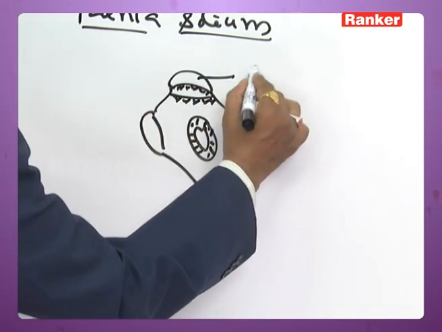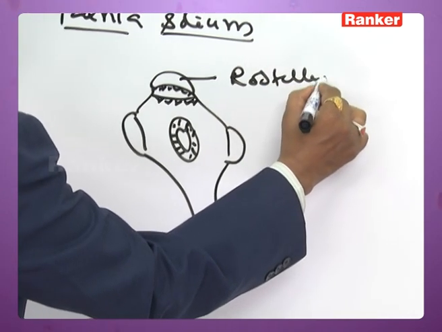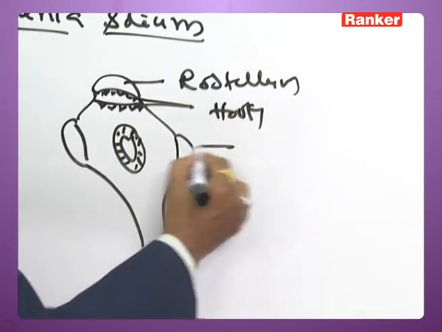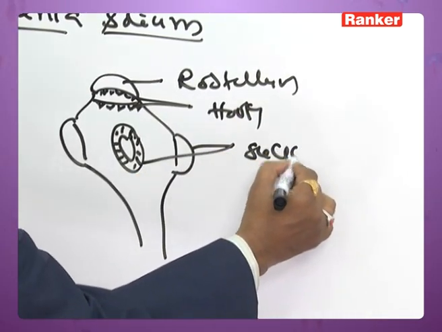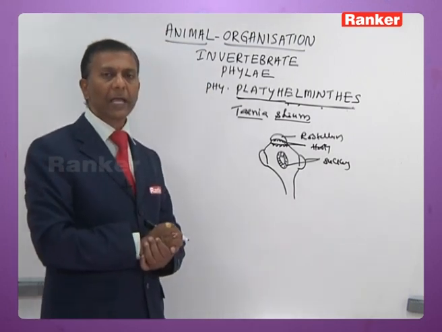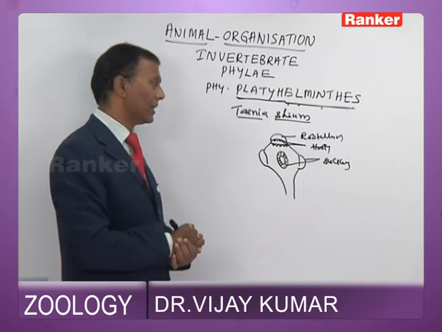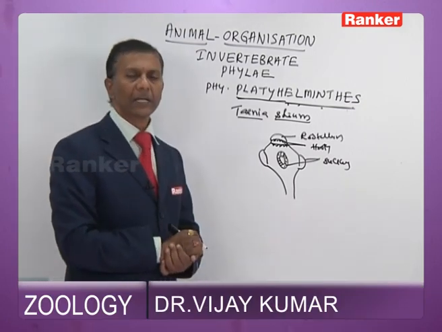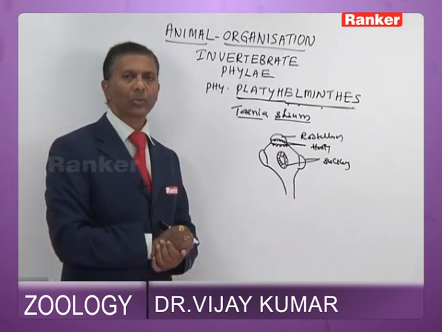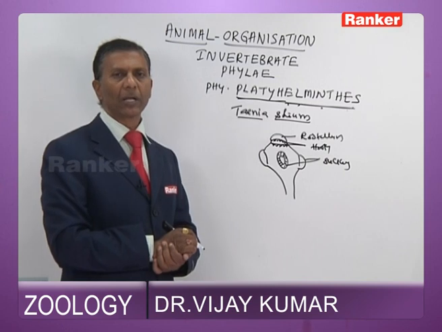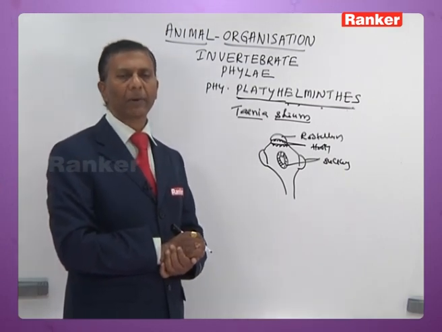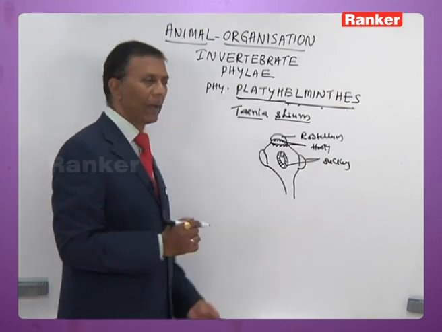So this is the rostellum, which is a protrusible structure here now. At the base of rostellum, there are hooks, and these are suckers. 4 suckers are present. This is meant for adhesion. That's why it is called hold fast organ. Then the scolex is followed by neck. Neck acts as a growth zone. It gives rise to proglottids by transverse fission called strobilization. It produces proglottids at the rate of 2 to 8 per day by a process called strobilization.